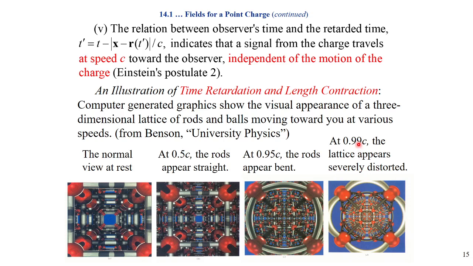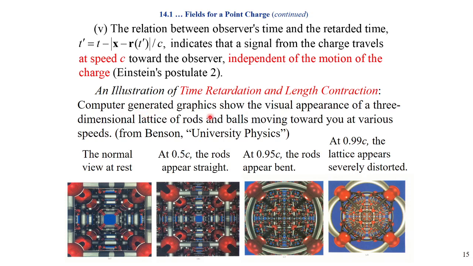If the particle travels at speed c, everything will move to the front. At rest, we have a large opening. As we increase the speed, the opening gets smaller and smaller. Let's look at computer simulations, an illustration of time retardation and length contraction.